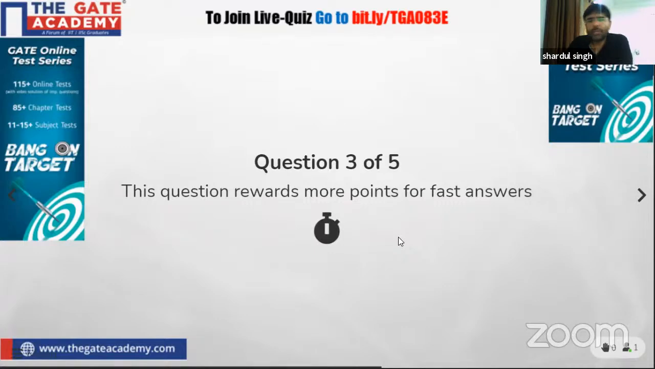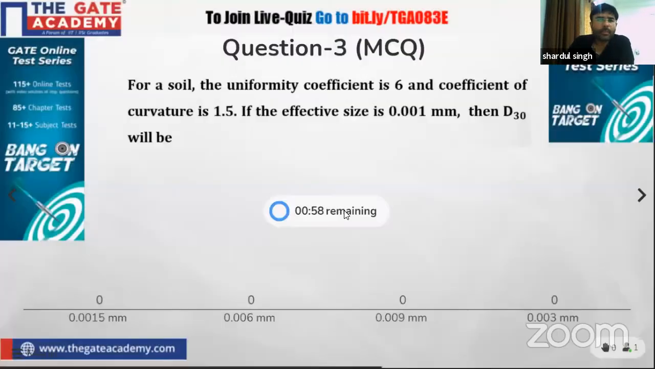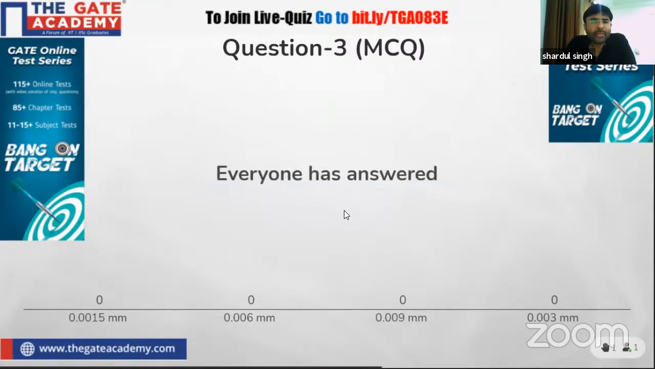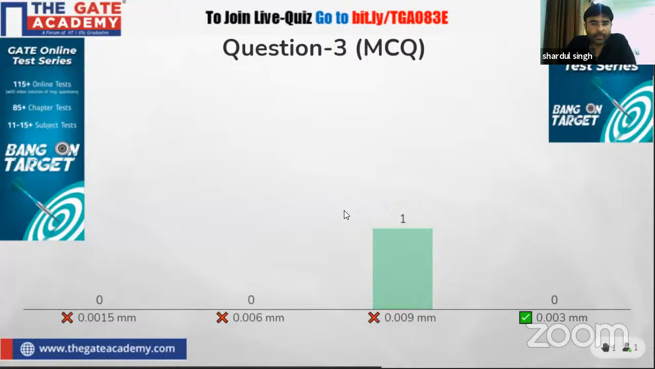The third question in front of you is, for a soil, the uniformity coefficient is 6 and the coefficient of curvature is 1.5. Bharat, you have made it wrong, beta. Now let us move to the next question now.